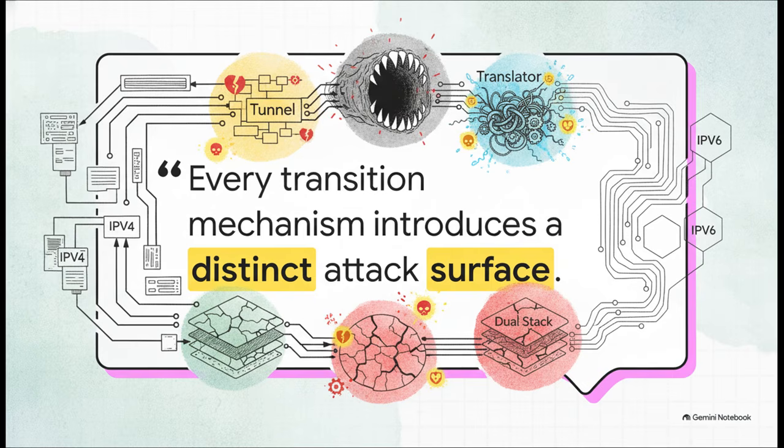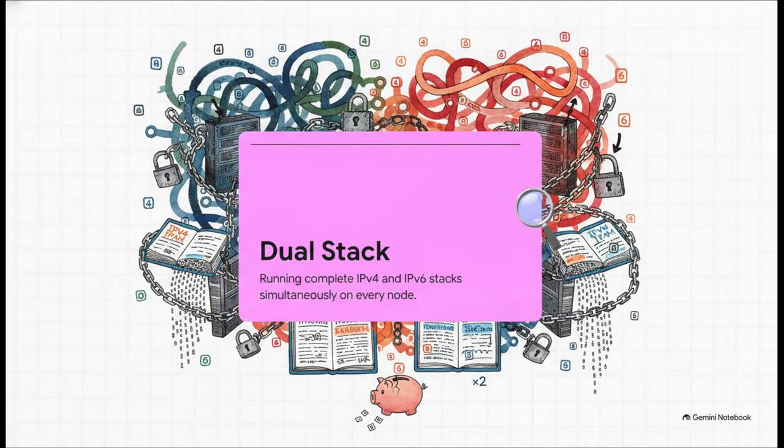You have to connect incompatible endpoints, there's no way around it. But whether you choose to use tunnels, translators, or run a dual-stack environment, every single method fundamentally alters your network's integrity. There are no free passes here. So let's break down our 3 primary transition mechanisms to see how this risk builds up.